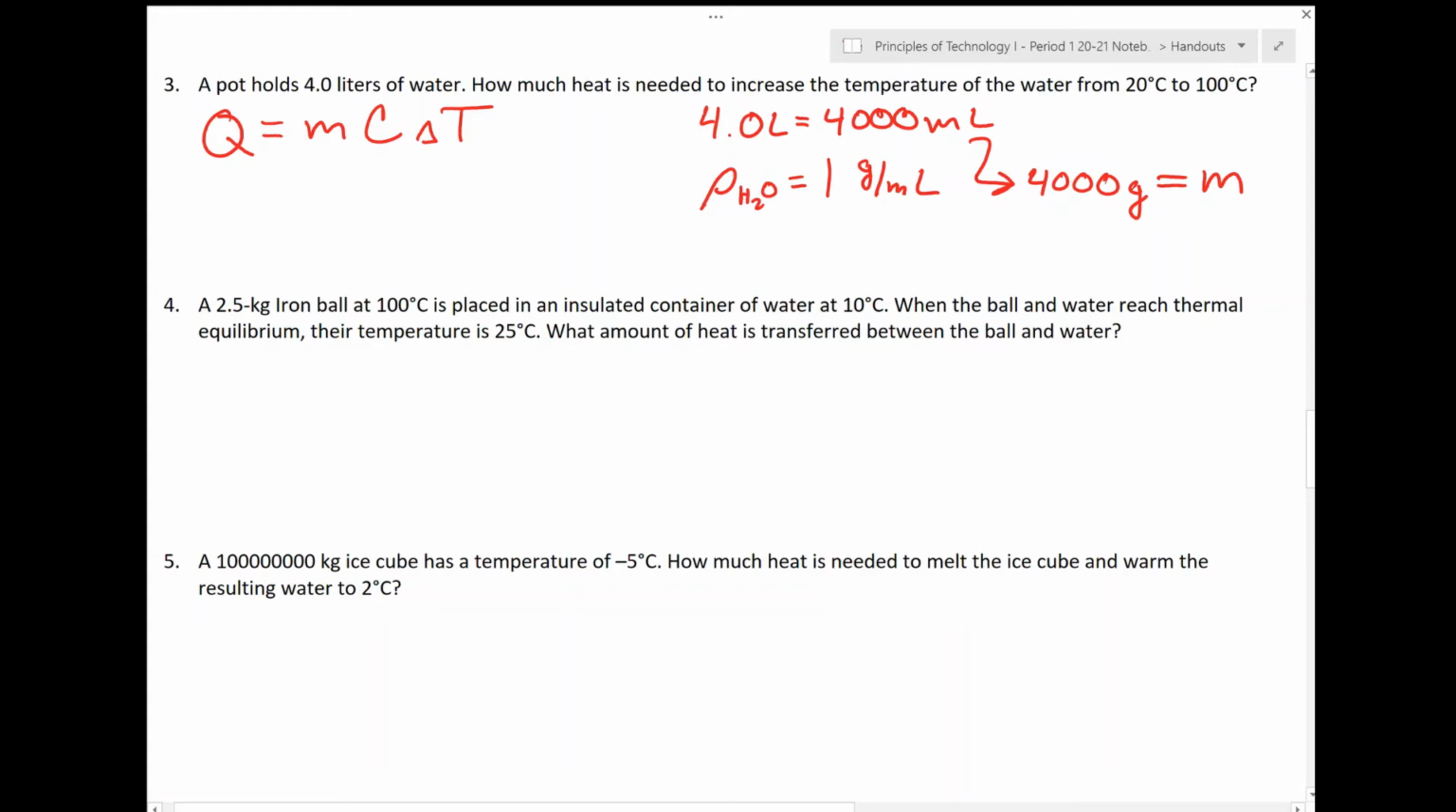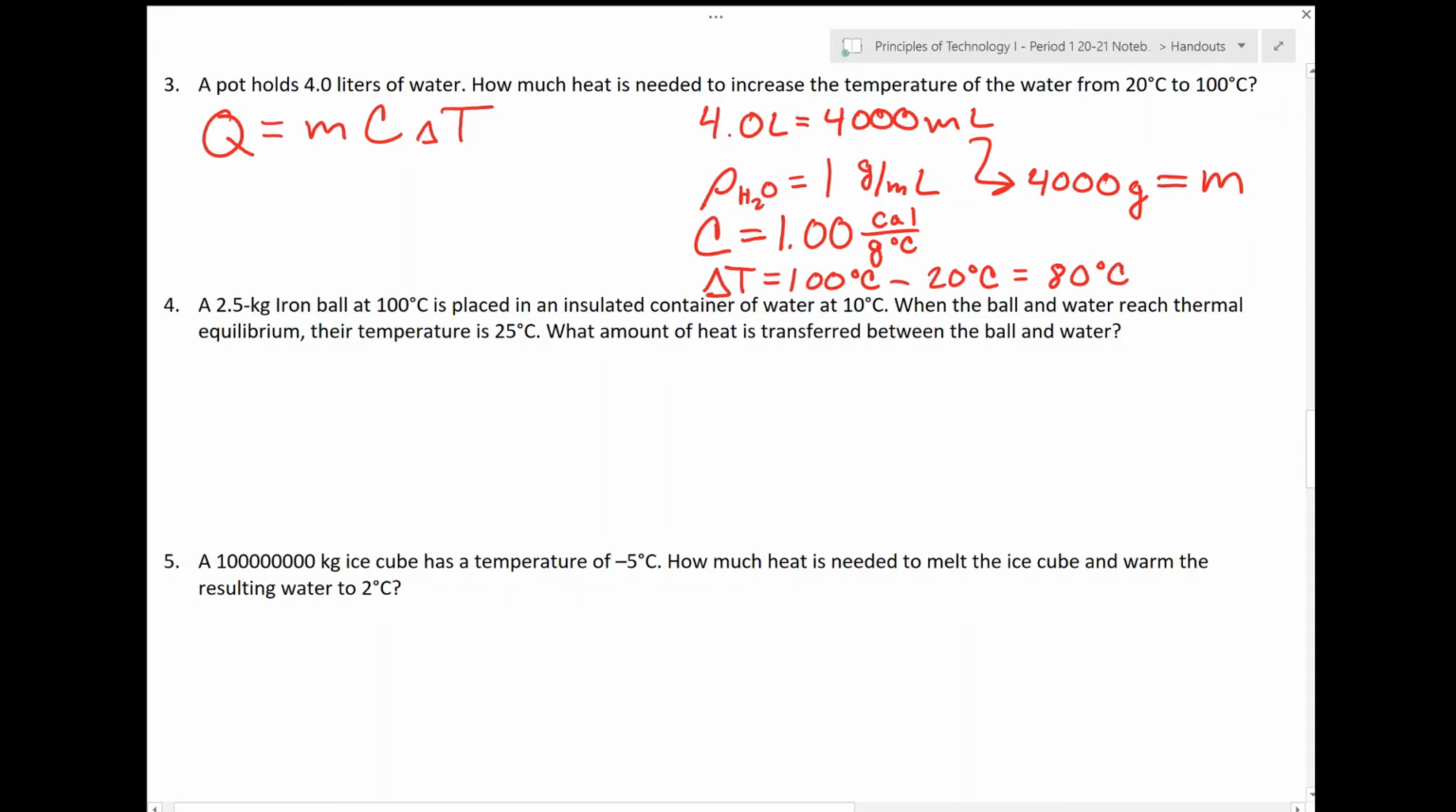The specific heat of the water, C, if you don't know, can be found in your book. 1.00 calories per gram degrees Celsius. Lastly, the temperature change. The final temperature of 100 degrees Celsius minus the initial temperature of 20 degrees Celsius, giving us a temperature difference of 80 degrees Celsius.